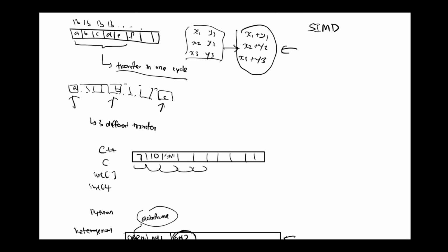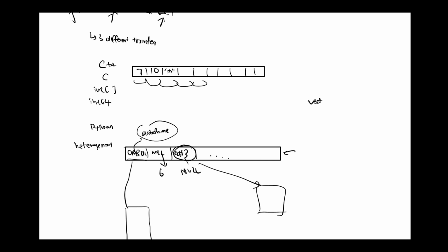So, okay, that is why vectorization is made very difficult in Python.